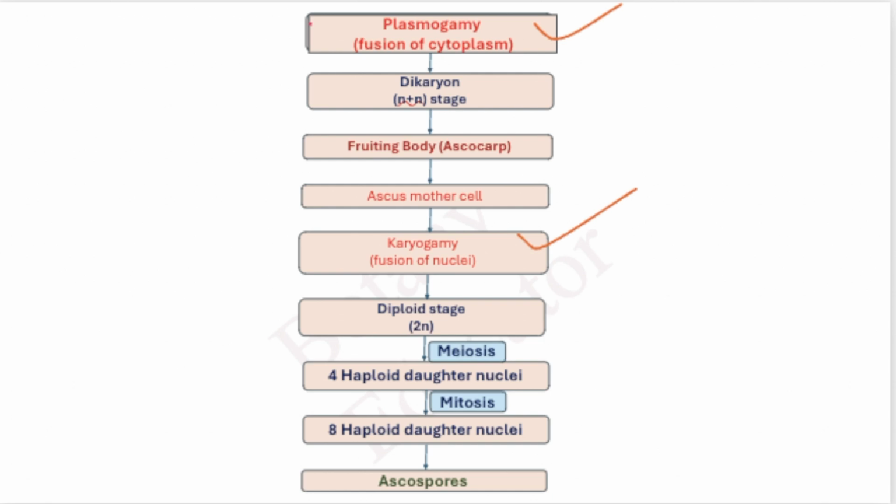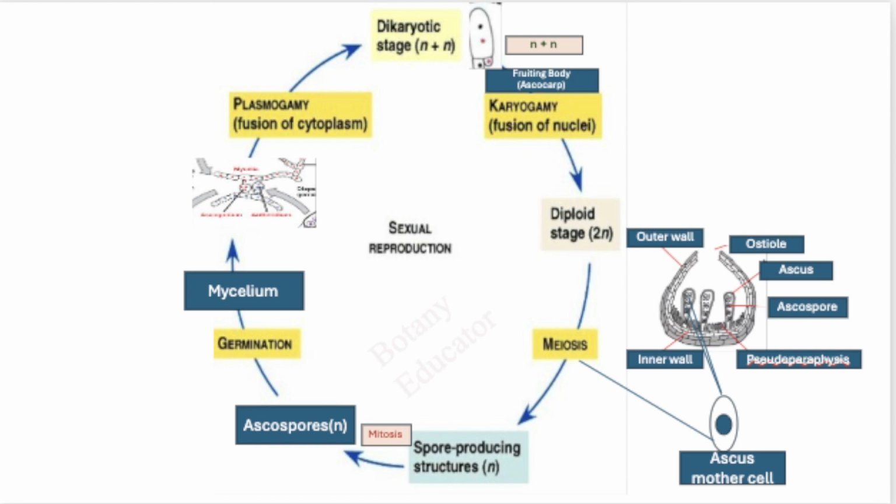After the nuclear fusion you find the diploid stage is forming, right? After the diploid nucleus forms, meiosis occurs and four haploid daughter nuclei are formed, right? After the formation of the four haploid nuclei, mitosis occurs and eight haploid nuclei will be formed. After the formation of the eight nuclei, this structure is known as ascospores. These ascospores are formed in the fruiting bodies known as ascocarp, right? So what is happening through the diagram we will study again.